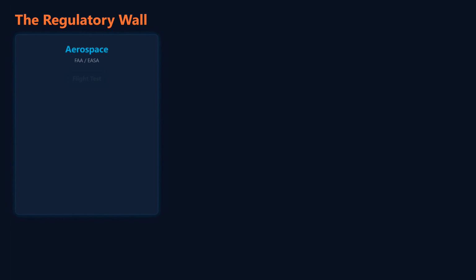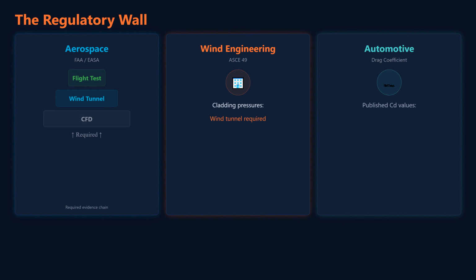Even if CFD were perfect, there's a practical barrier. The FAA and EASA don't accept CFD as sole evidence for critical aerodynamic performance. Aircraft certification requires tunnel data and flight test data. Period. In wind engineering, cladding pressures for structural design must come from boundary layer wind tunnels per ASCE 49. In automotive, published drag coefficients are tunnel measurements, not CFD. The regulatory framework lags behind technology, but that lag exists for good reason. CFD carries modeling uncertainty that's genuinely difficult to quantify.